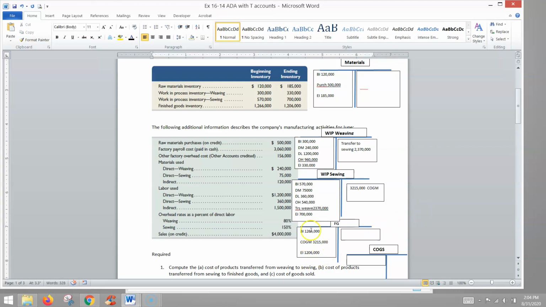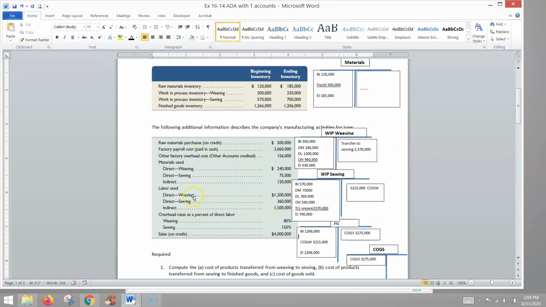To calculate the amount sold at the end of the month, meaning it leaves finished goods inventory, leaves our balance sheet, leaves our facility, and moves to the income statement as cost of goods sold, we take beginning inventory plus cost of goods manufactured minus ending inventory, and we get cost of goods sold of $3,275,000. We also show the debit to cost of goods sold. So that's one way you can work through the accounts.